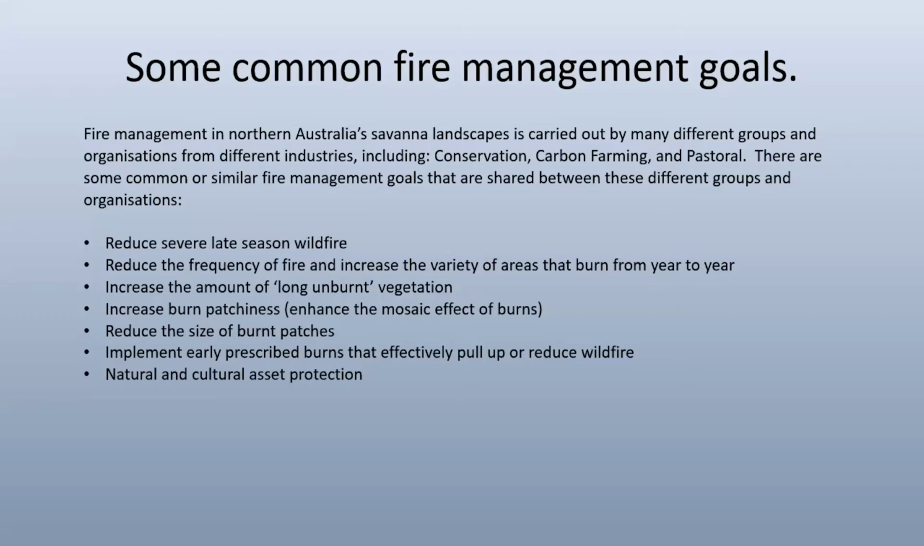Fire management goals. What are we trying to achieve here? So most of our colleagues are working in the north, in the tropical savannas predominantly. And the biggest problem we face here is this very big accumulation of fuel on an annual basis. And within 2 years, you can have enough fuel to have a very destructive wildfire. So the idea is to reduce severe late season wildfires. That's the main issue and the main task.